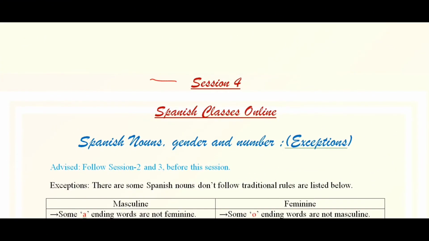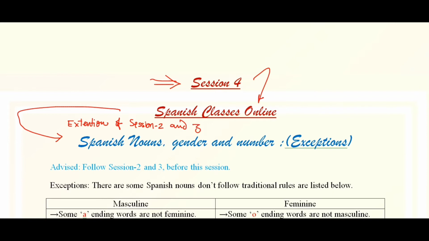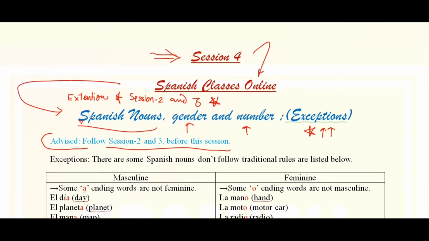Welcome to the classroom. In session 4 under Spanish classes online, we are going to study a new topic, that is Spanish nouns, gender and number. Actually, this is an extension of our previous sessions, session number 2 and session number 3. We have several exceptions in this lesson on Spanish nouns, gender and number, which will include all content we have done earlier in session 2 and 3. So I advise you to go through sessions 2 and 3 because this session is related to those ones.